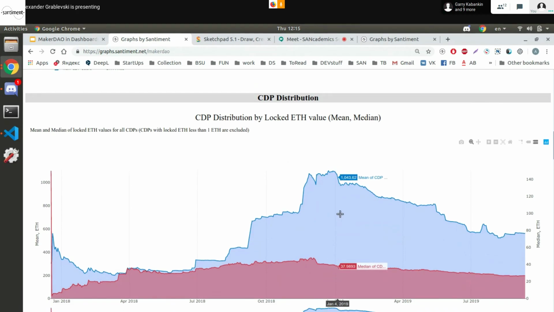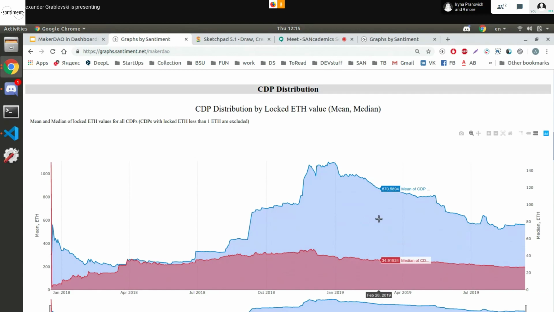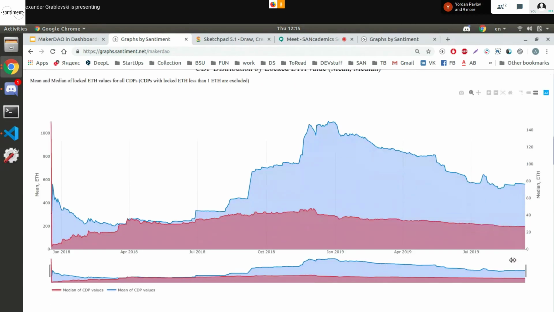That's the mean and median value of locked ETH for each day. So we can see that the mean value of CDP is much more than the median, especially last year. And that basically means that lots of people open big CDPs, so that makes your mean CDP go up, but the median CDP is not so big. It's about 35 ETH. So you can say that the average person opens a CDP with about 30 ETH. That's basically it.